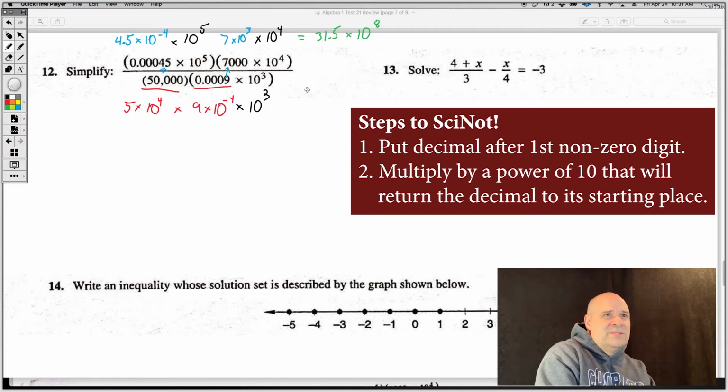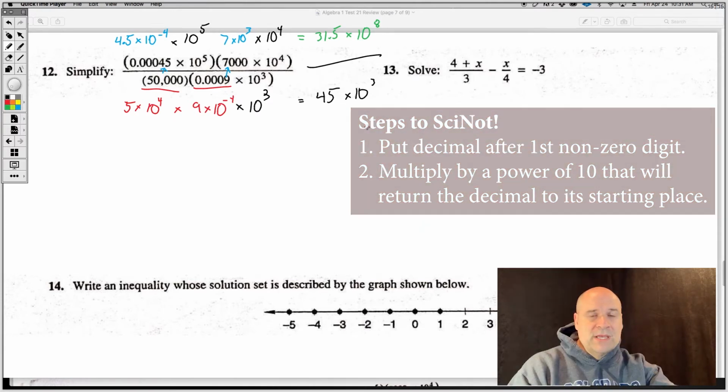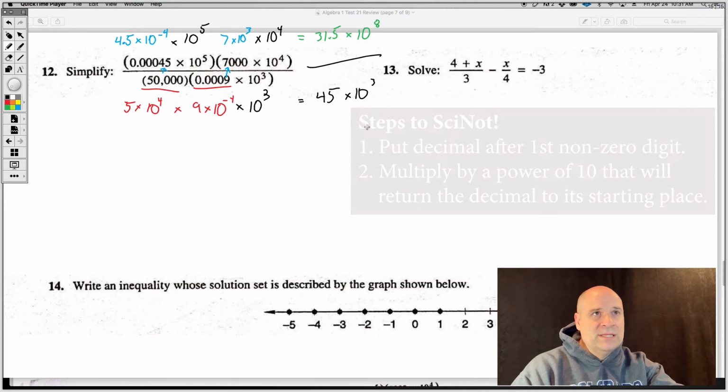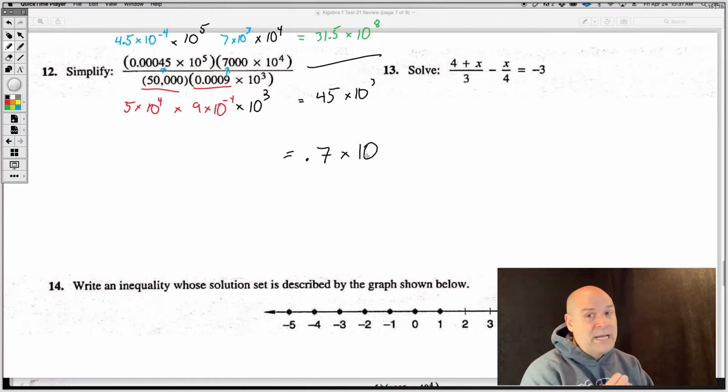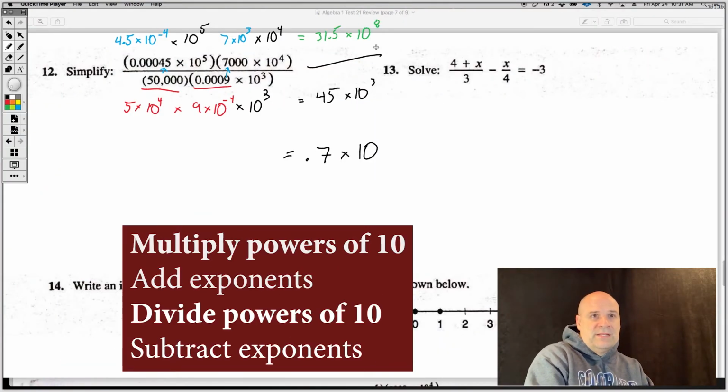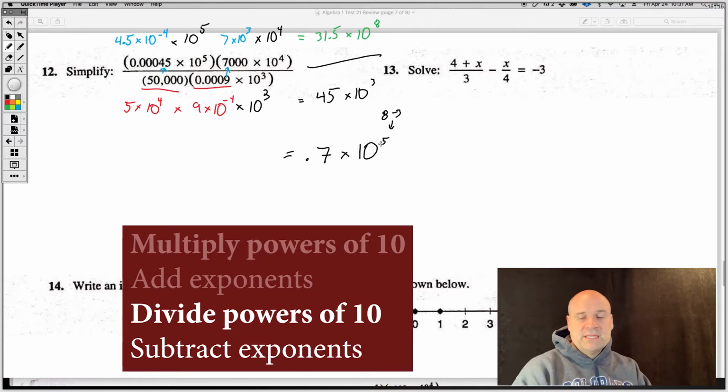Okay, multiply those across, you get 45 times 10 to the 4 plus negative 4 cancels, and then you just have 3 there. So you have this division problem. Well, use your calculator. How many times does 45 go into 31.5? That actually goes in 0.7 times. And then you're dividing your powers of 10. Remember, when you divide powers of 10, you subtract the exponents. So 8 minus 3 is 5. So you have 0.7 times 10 to the fifth.